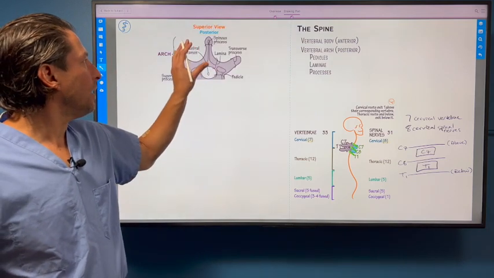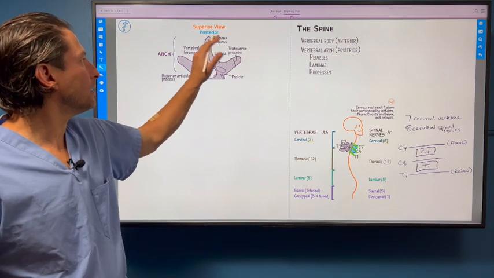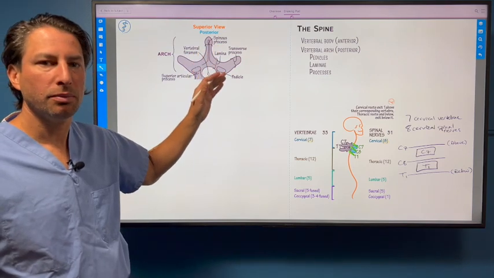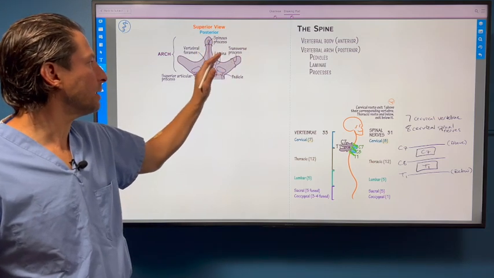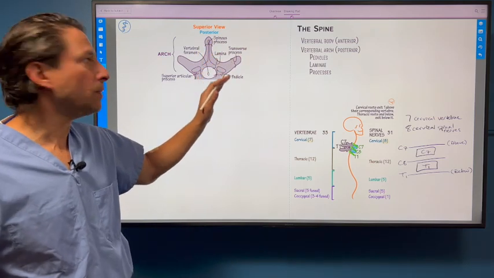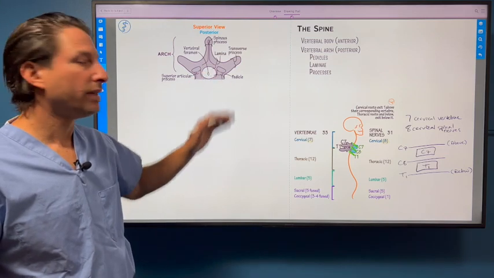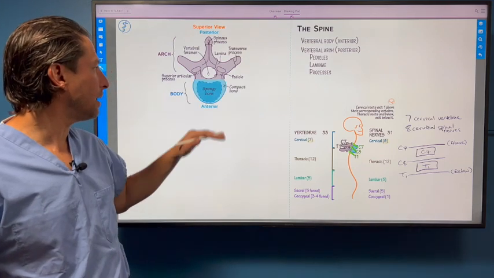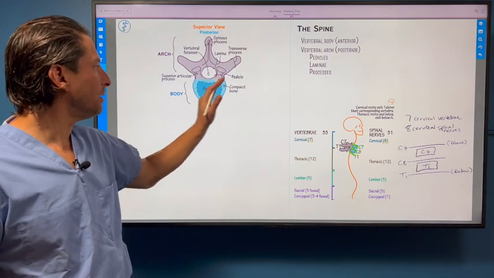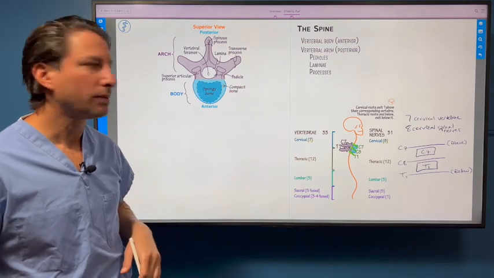This is the arch of the spine here, of the vertebra, and you can see these various processes. They're important to know: the spinous process, transverse process, the laminae in between them, and then the vertebral foramen right here, and then the various pedicles. Again, this is some core anatomy here. In terms of the body, just think about the compact bone peripherally, and spongy bone centrally.